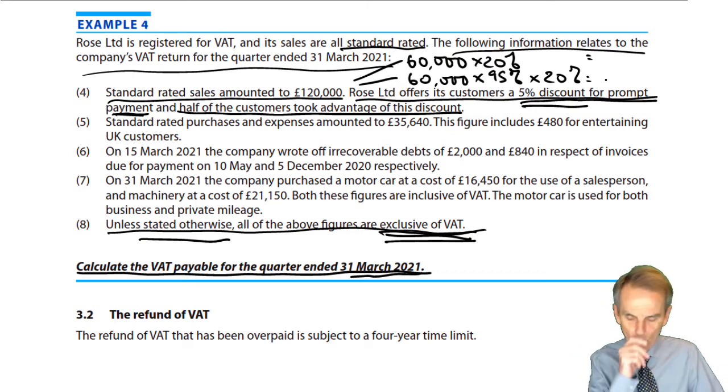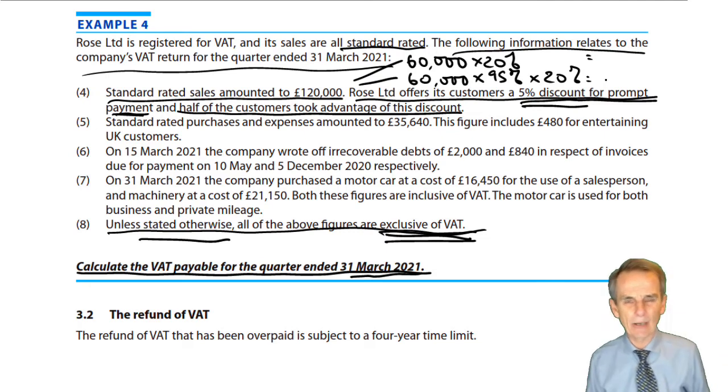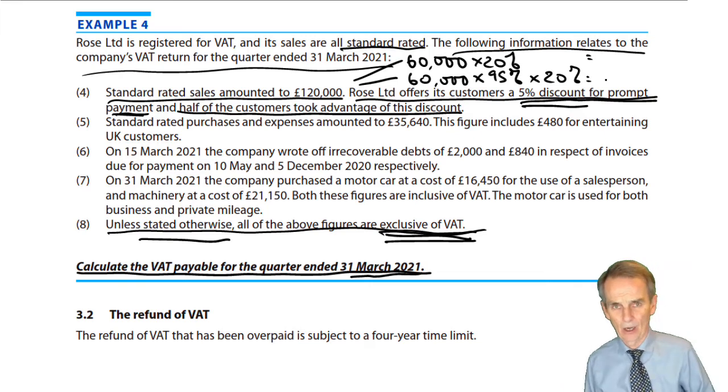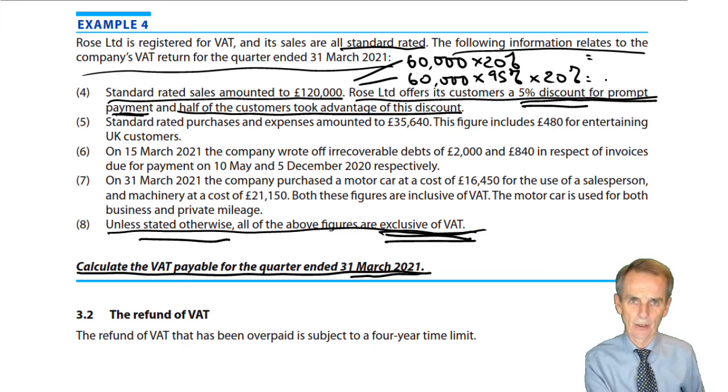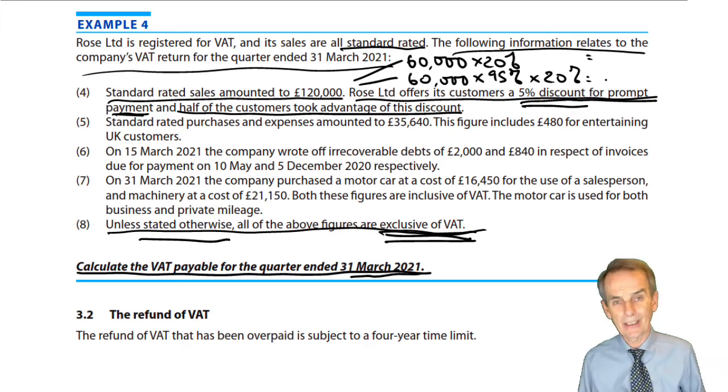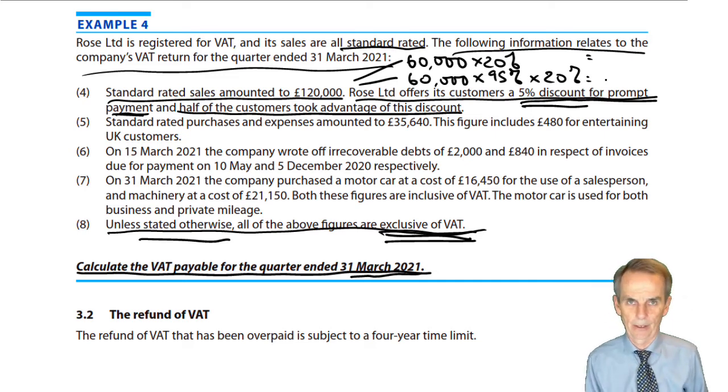So there's the one issue that we discussed in those notes above, where you have to break down your sales to be able to establish the amount of output VAT thereon. It's not just standard rated sales of 120,000 exclusive of VAT, take 20% of 120,000. We've had to divide it half and half, take 20% on half and 20% on 95% of the other half to work out the output VAT.